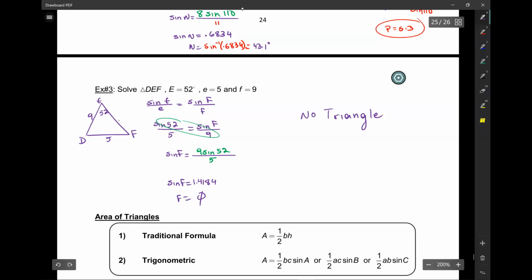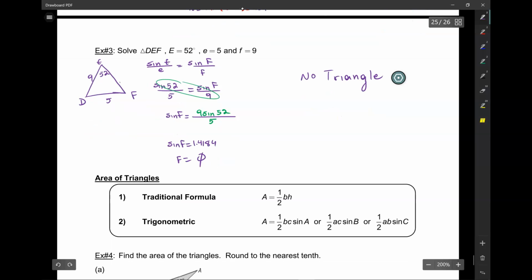So it means like this side will be too short. There is no way you can connect them and make a full triangle, okay? So there is no possible way to draw a triangle so that one angle is 52, it faces a side of 5, and this is a length of 9. It's not possible to draw a triangle like that, okay? All right, so just know that it is possible to get no triangle.